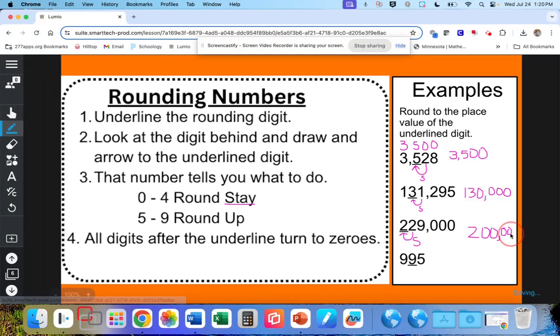Now this last one's a little tricky. The 5 is telling the 9 to go up. So the 9 becomes a 10. So the 0 is going to go here. The plus 1 is going to go next door into the next place value. Now, that 9 became 1 bigger. So this number actually became 1,000 because the 9 and the 5 became zeros based on rounding into the next place value.